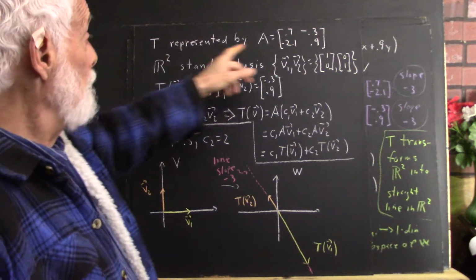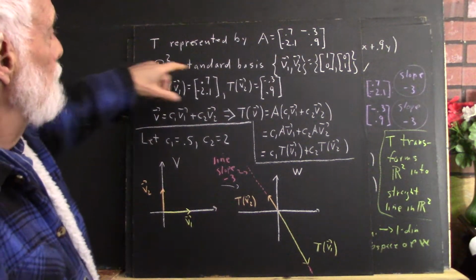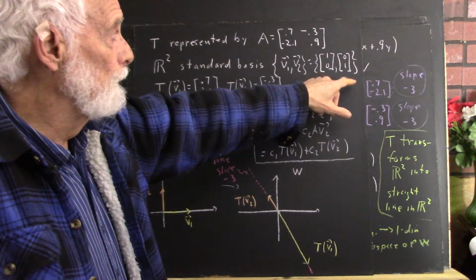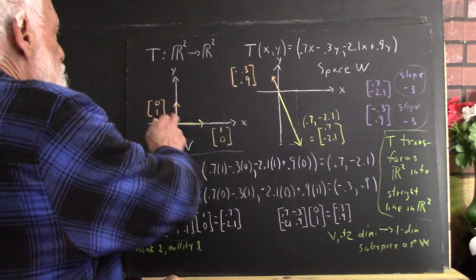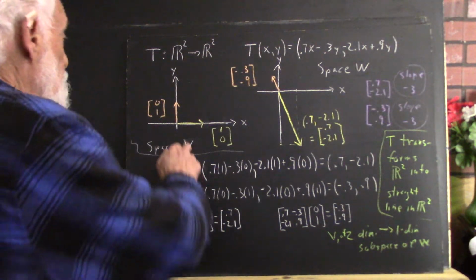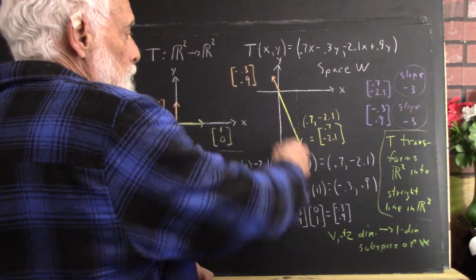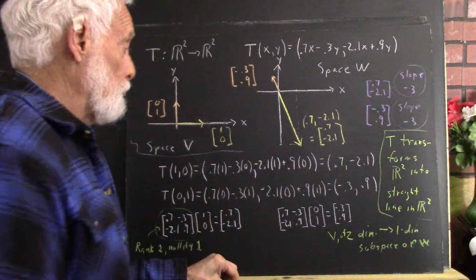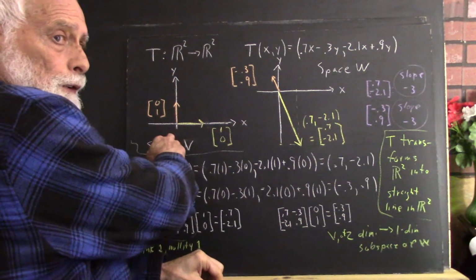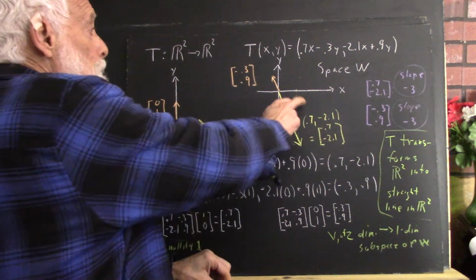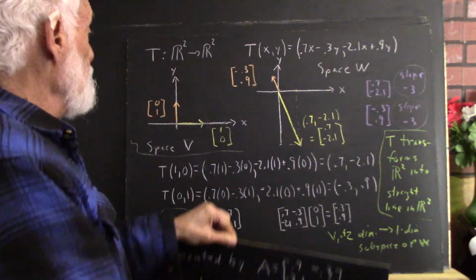In any case, T represented by this matrix, and we're going to let R2 be the standard basis, 1, 0, 0, 1, again, consistent with this picture. And remember that this vector maps here and this vector maps here. Vectors are on a line with slope -3. And we call this version of R2 space V and this one space W. So we're transforming space V to space W.